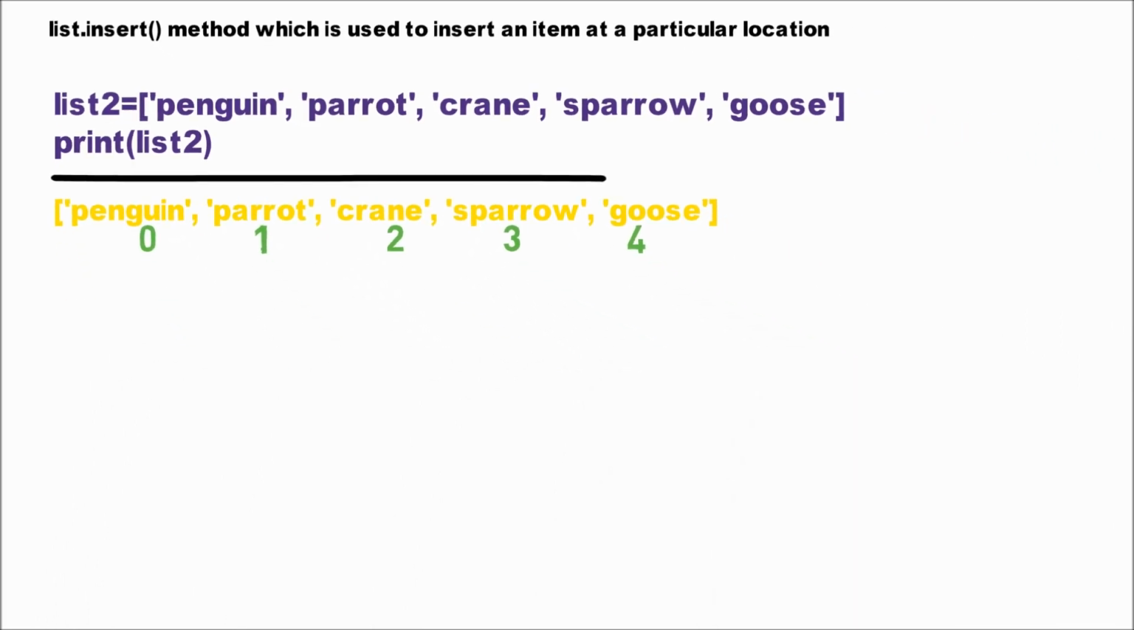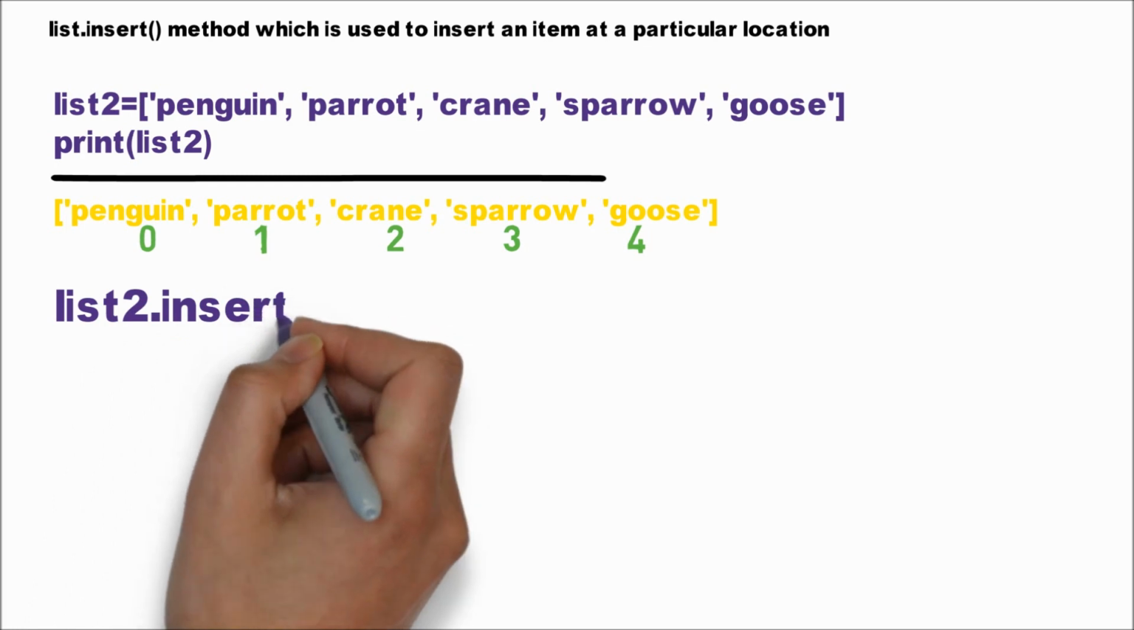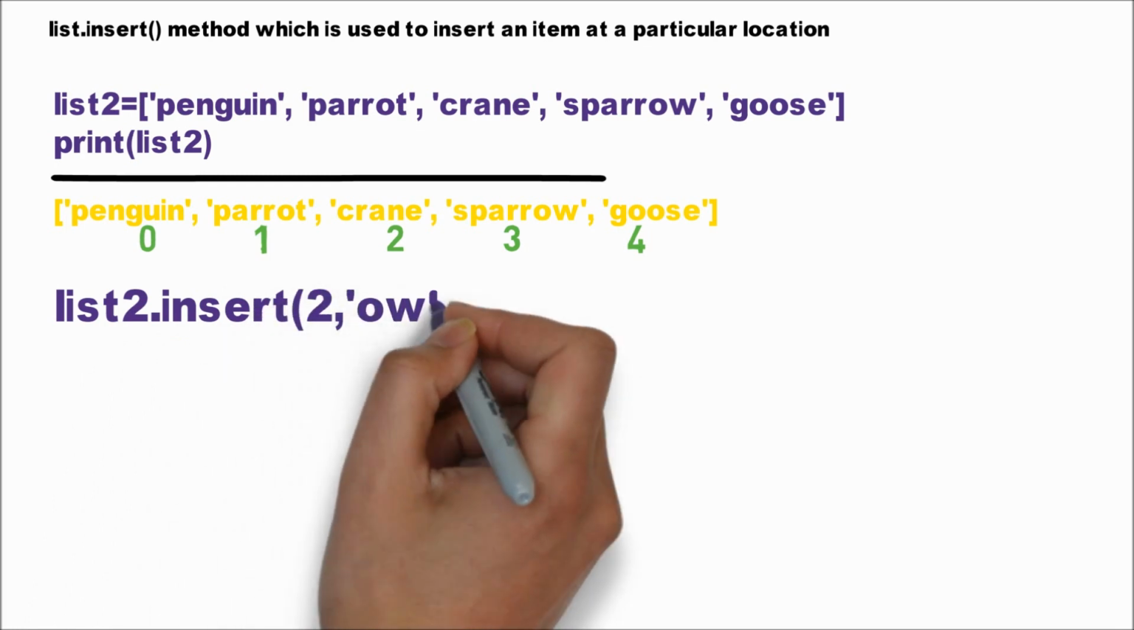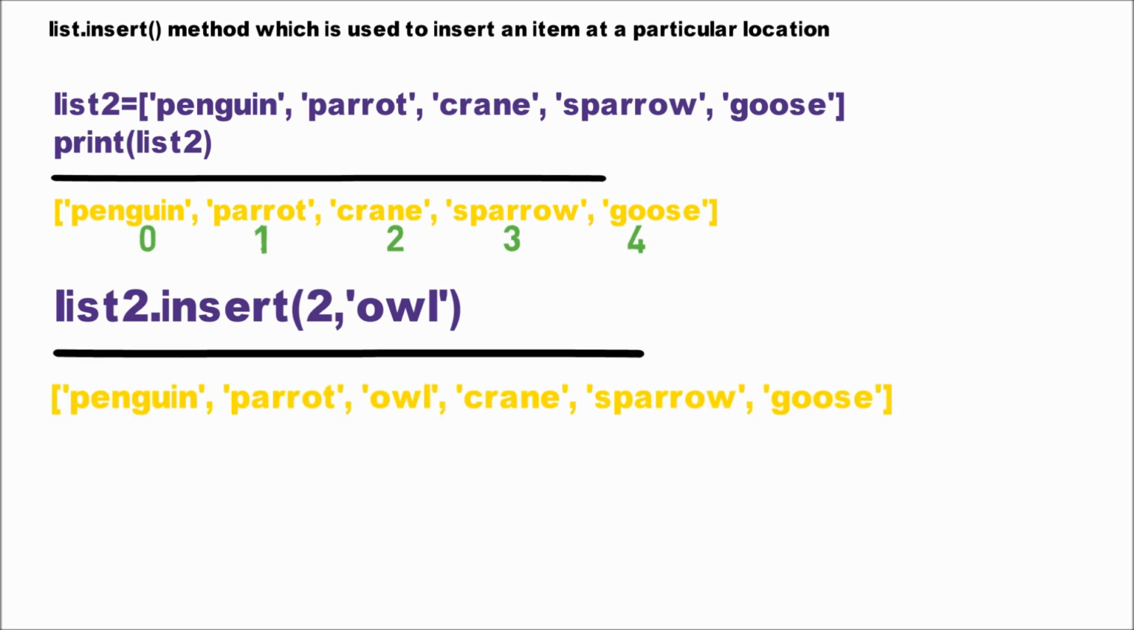Since index in Python starts with 0, we can use the list.insert method, which takes 2 arguments. First one is the index where you want to insert, and the second one is the value of the item which you want to insert. Let's say we want to insert duck after sparrow.